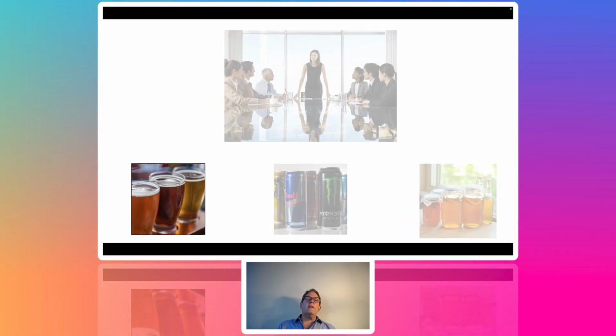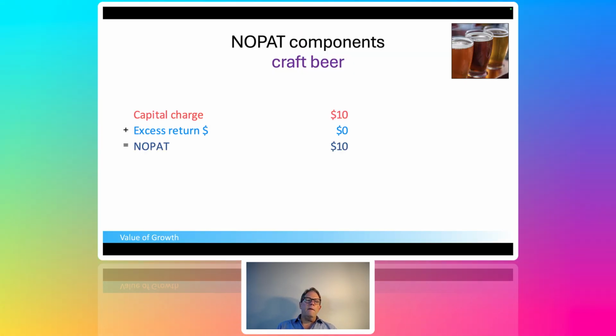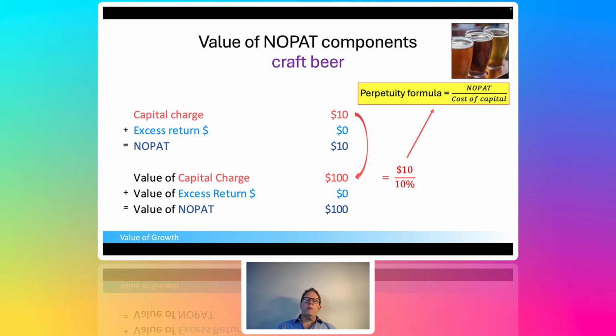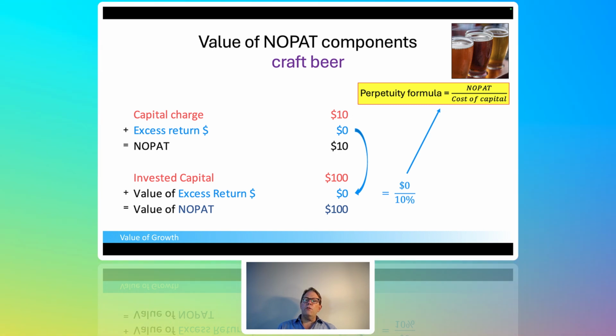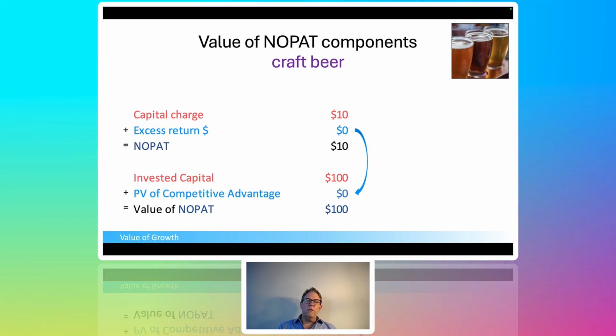All right, let's go look at the three investment opportunities using these new tools. Craft beer. Capital charge is $10 million. Excess return in dollars is 0. NOPAT is 10. So we know that for the value of the capital charge, we can use the perpetuity formula: $10 million a year divided by the 10% cost of capital. We end up with a value of $100 million. That's our invested capital. That fits. Excess return in dollars is 0. Take that excess return in dollars and divide it by the cost of capital, and the value of that is 0. And we call that the present value of competitive advantage.